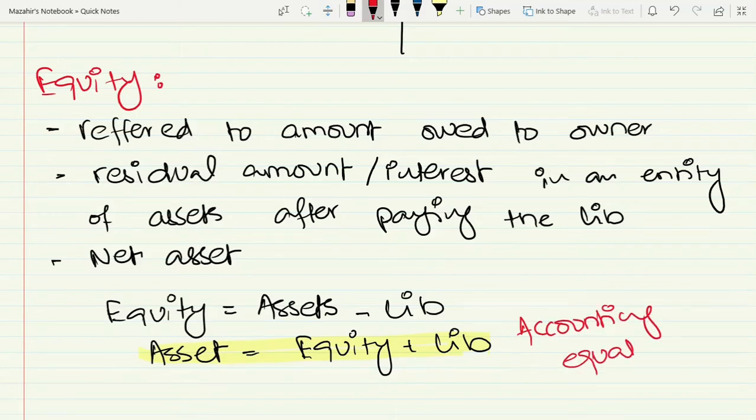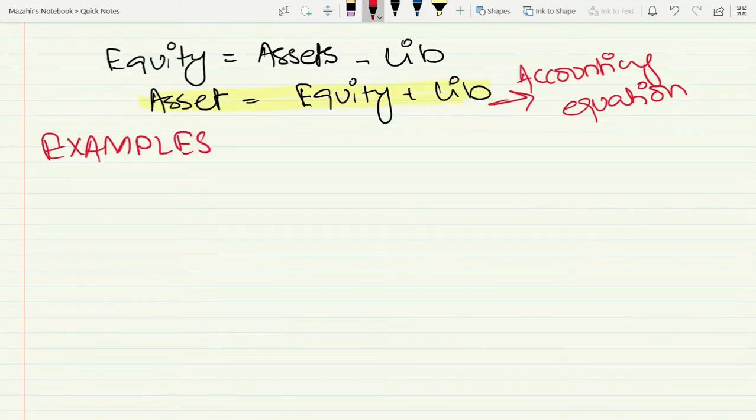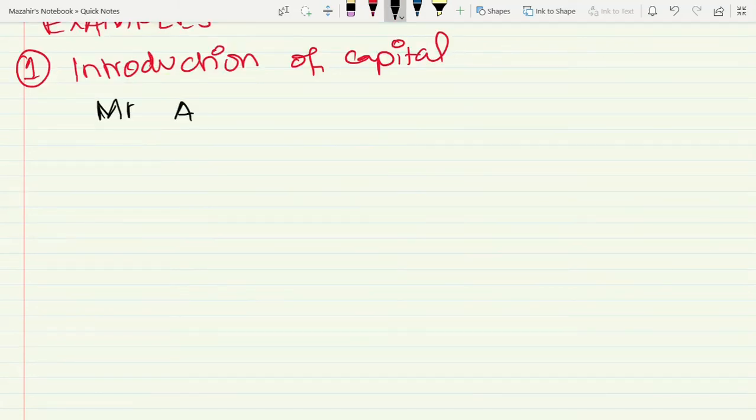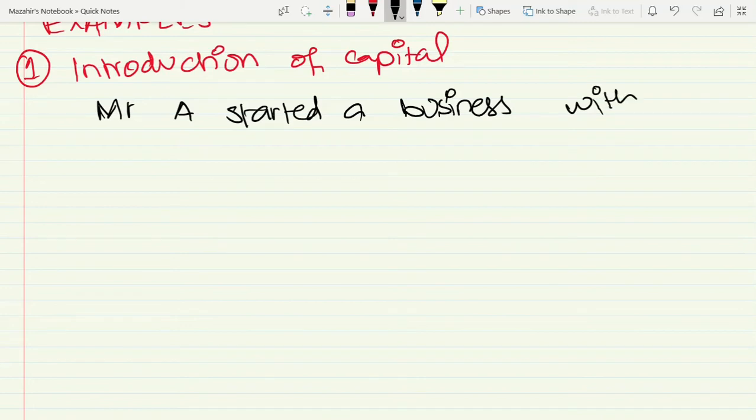Now that we have clearly understood what an asset, what equity, and what liability is, we will solve some transactions and see how the accounting equation works. I have some types of transactions, and we'll see how each goes into the accounting equation. So we'll move to the examples. The first type of transaction we have is introduction of capital. Let's say, for example, Mr. A started a business with capital of rupees 1 million.